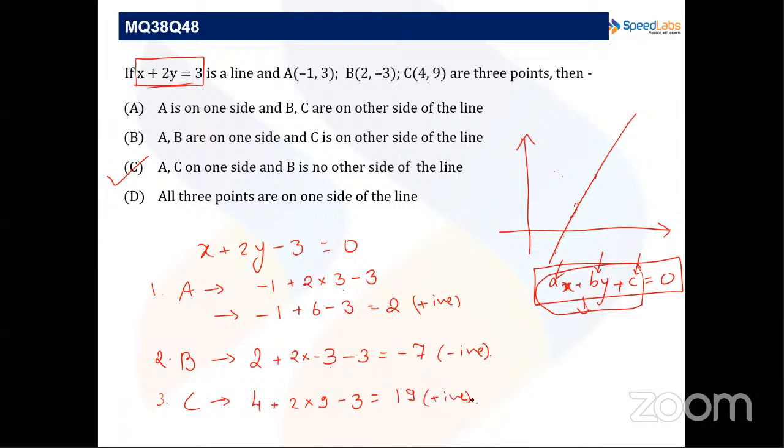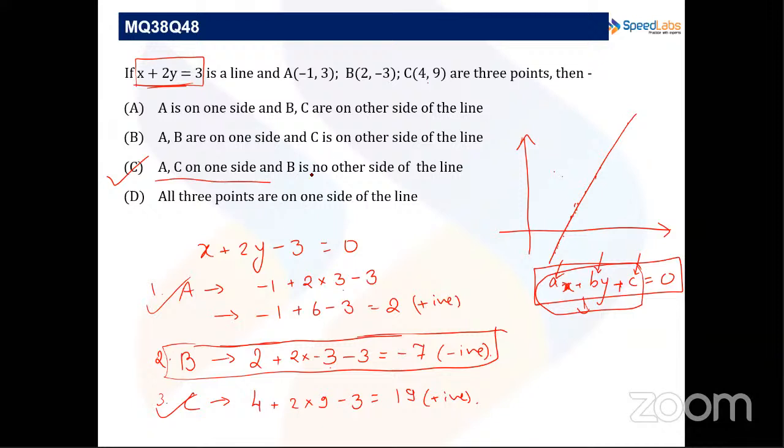So if the value is positive for two points, they lie on the same side, and if the value is negative, it lies on the opposite side. So A and C are on the same side and B is on the other side of the line. So the answer is C.